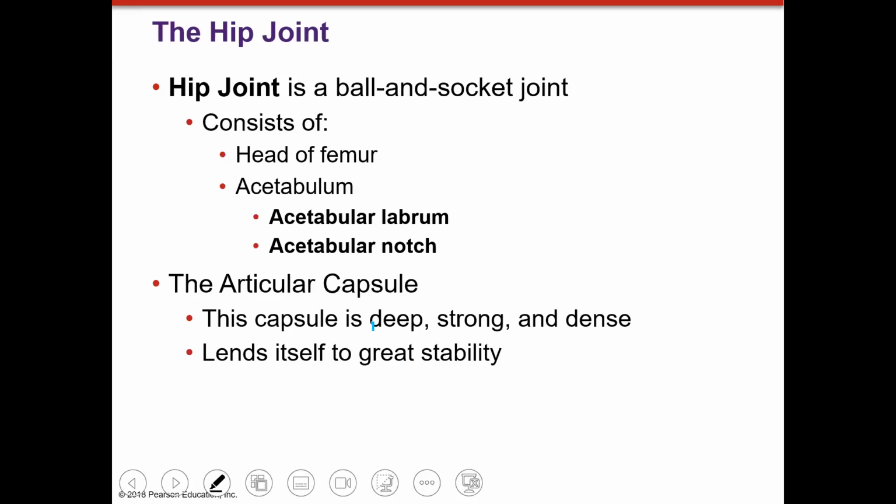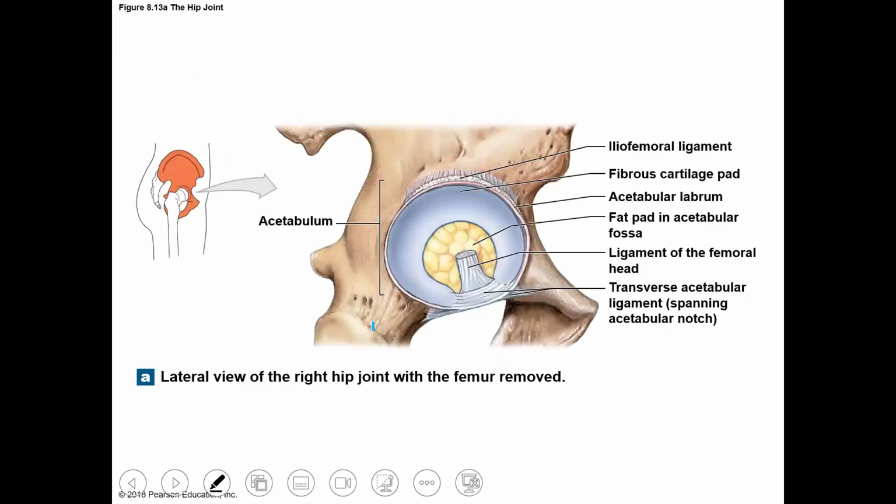All right, let's look at the hip joint. It's a ball and socket joint. It consists of the head of the femur, the acetabulum, and this articular capsule. This capsule is deep, strong, and dense, which lends itself to great stability. So it's that shoulder joint versus hip joint concept, right? We're trading off mobility for stability. The hip joint is going to be more stable, less mobile.